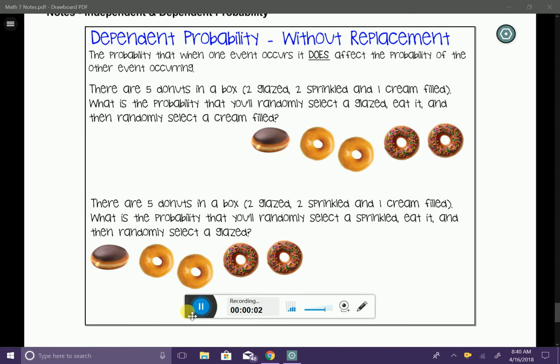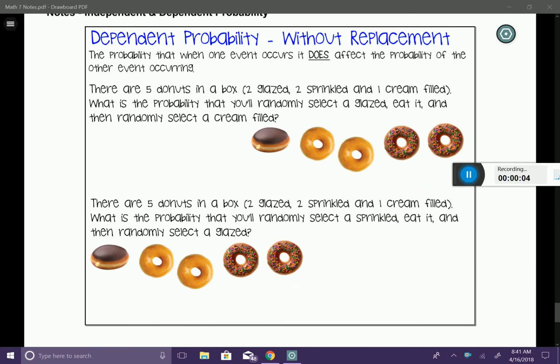In this lesson today, we're going to talk about dependent probability. Dependent probability is something we like to use the terminology "without replacement." Unlike independent probability, we're actually going to take the object out and leave it out of the batch that we have. Dependent probability is when the probability of one event occurring actually does affect the probability of the other event occurring. So it's kind of like a little ripple effect.